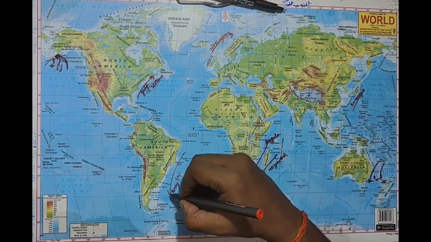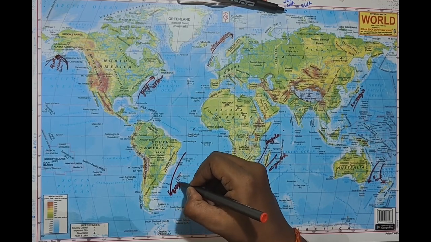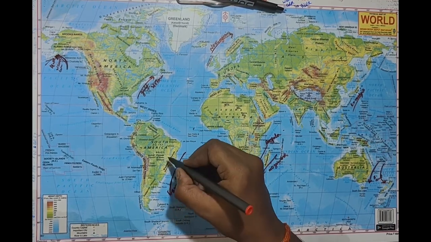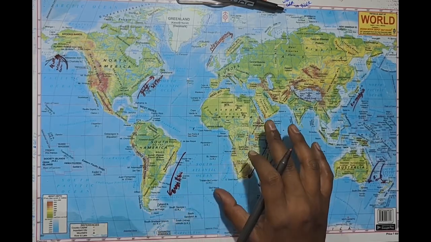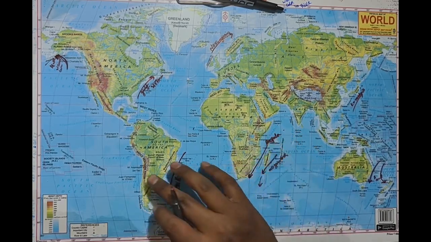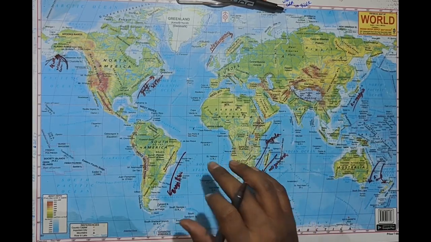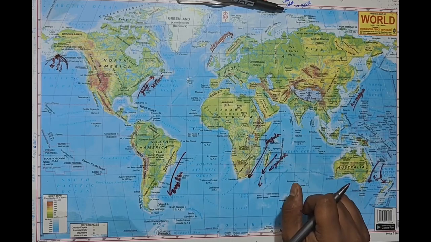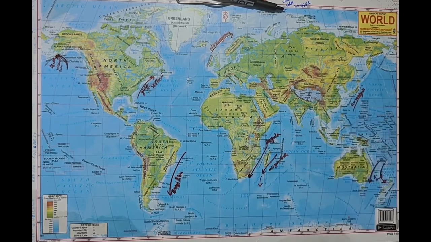Okay, the next is the Brazilian current, just in front of Brasilia. Okay, here. See, first I am marking the warm ocean currents, then after marking all of the warm ocean currents, I will mark the cold ocean currents. Okay, now I think the warm ocean currents are over. Now I am going to move on to cold ocean currents.